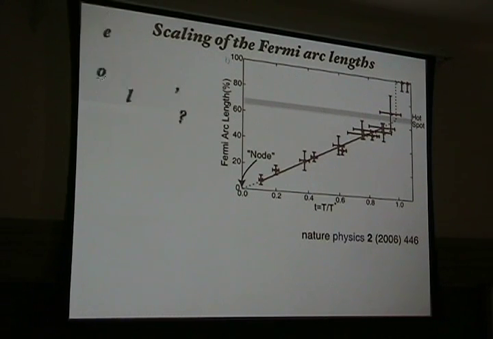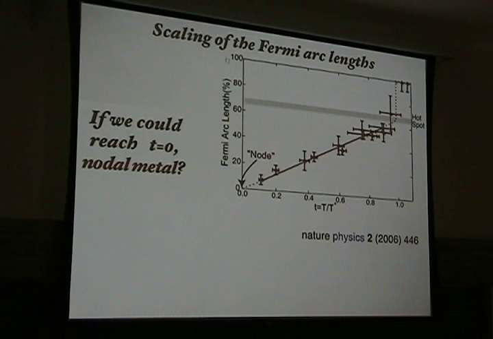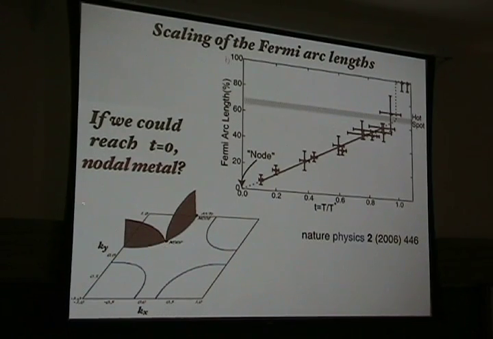So you can think that if we could reach zero, we would have a nodal metal. What does that mean? It means a metal which has a gap, just like a superconductor. It's the same. In fact, once you get down into the very low temperatures, the gap always looks like this, the same spectrum. I will show you the data. So in the limit of little t equals zero, you just have one Fermi point. That's really an unusual state of matter. Very, very strange. Now, this is allowed.